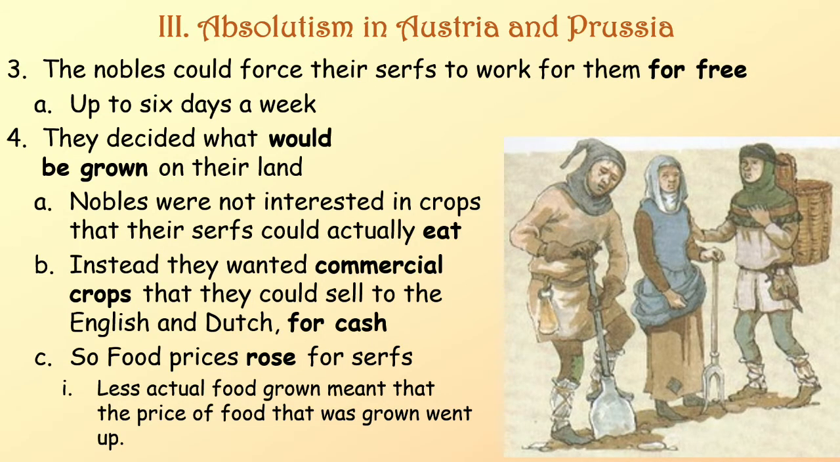The nobles could force their serfs to work for them for free up to 6 days a week. They decided what would be grown on their land. Nobles were not interested in crops that their serfs could actually eat. Instead, they wanted commercial crops that they could sell to the English and to the Dutch for cash. And so food prices rose for the serfs because there was less food for them grown. Less actual food grown meant that the price of food that was grown went up.